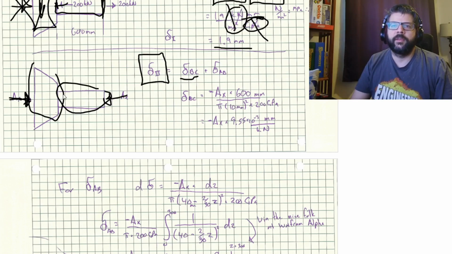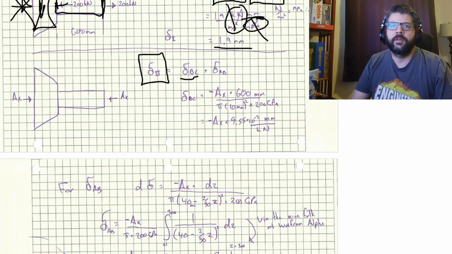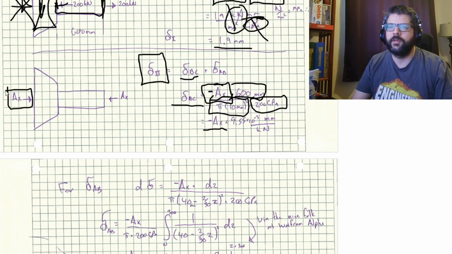So the compression between BC is the easiest to determine. That is just going to be equal to our load, which is negative because it's a compression, times the length divided by the area and the stiffness. So that gives us the stretching in terms of AX, so in terms of this reaction here.